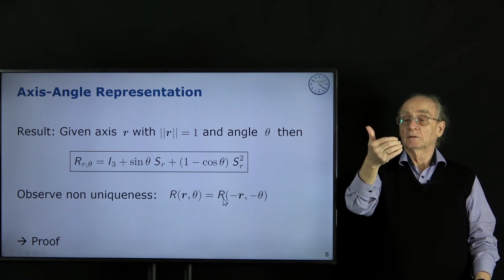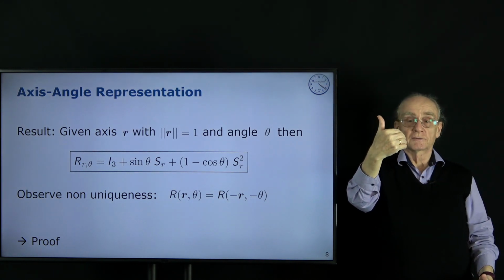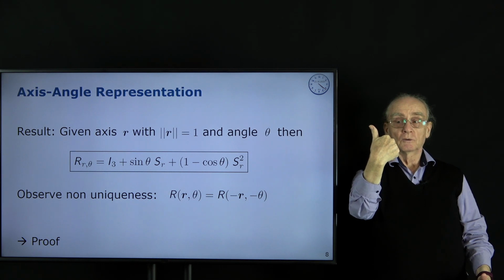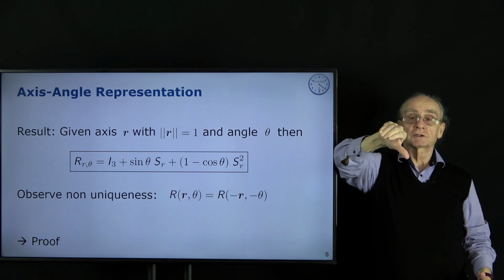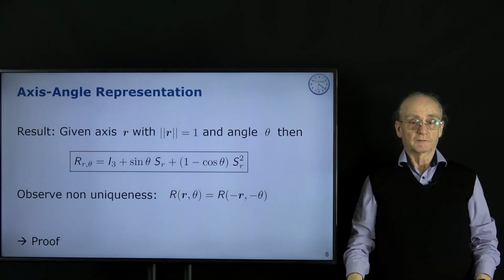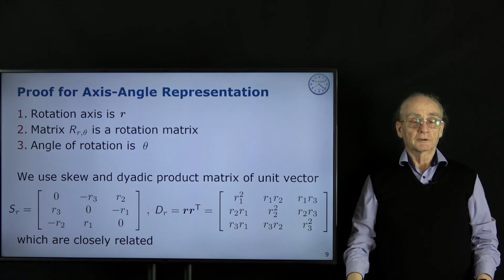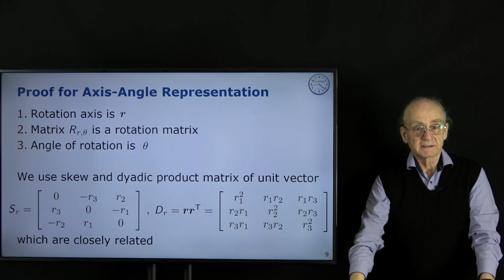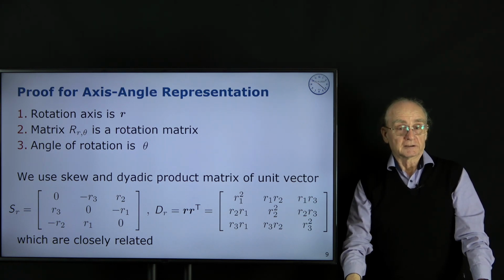This is very plausible. So let's assume we have the rotation axis upwards and a positive rotation in this direction. Now, what happens if we have the rotation axis described with the opposite vector? We have to rotate in the opposite direction in order to get the same rotation. So this is very intuitive. Now we prove that this rotation actually fulfills all the properties which we want. So we first show that the rotation axis is r, that R is a rotation matrix, and that the angle of the rotation is theta.